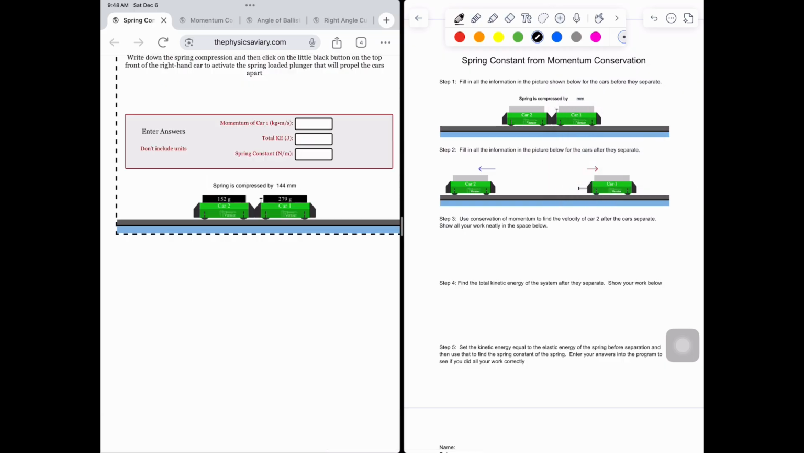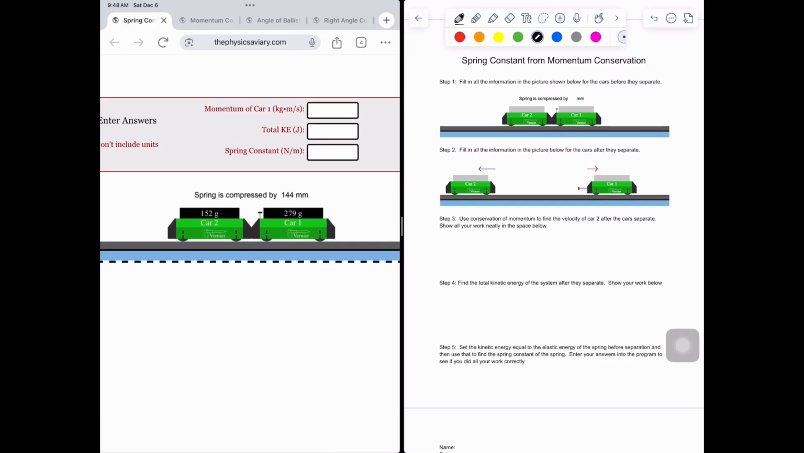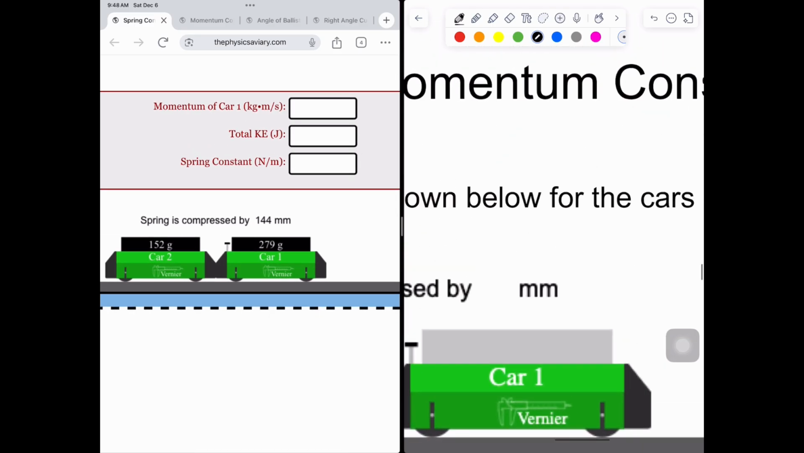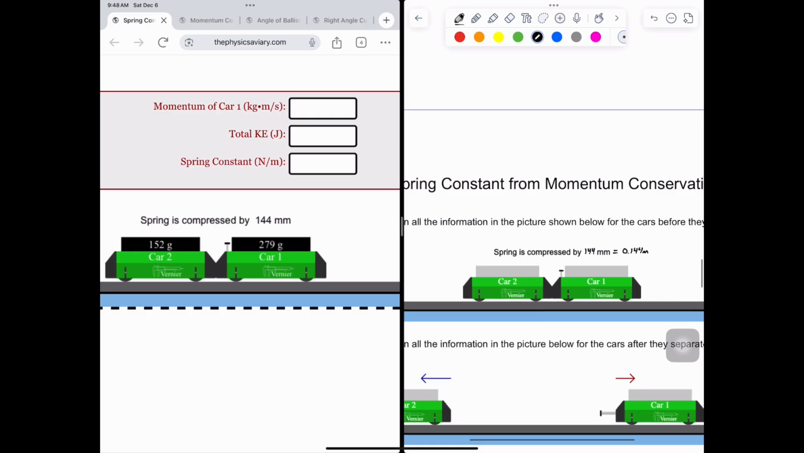So the first thing we want to do is note the information. So the spring is compressed 144 millimeters. Let's note that. Which, by the way, would be 0.0144 meters. Make sure you convert it. Okay, you have the mass of both cars, I think. Yes. So make sure you record both.